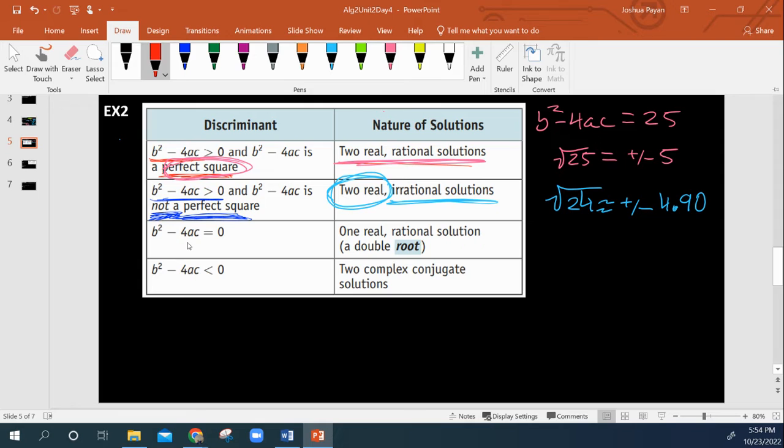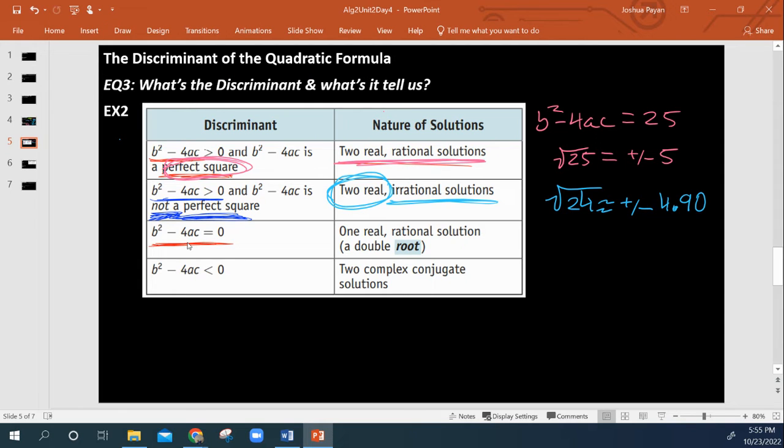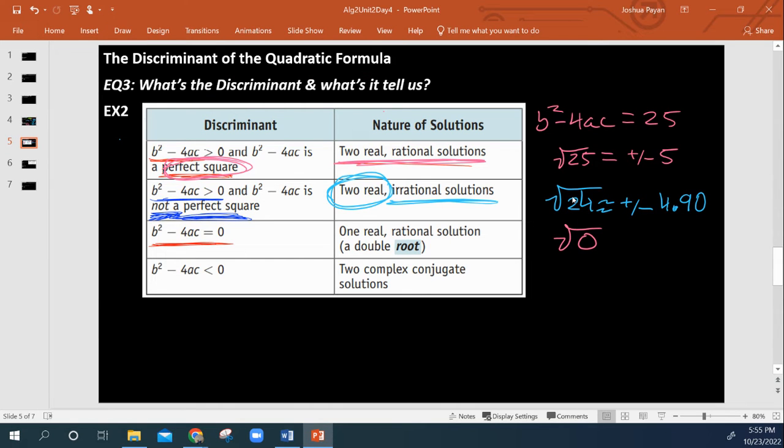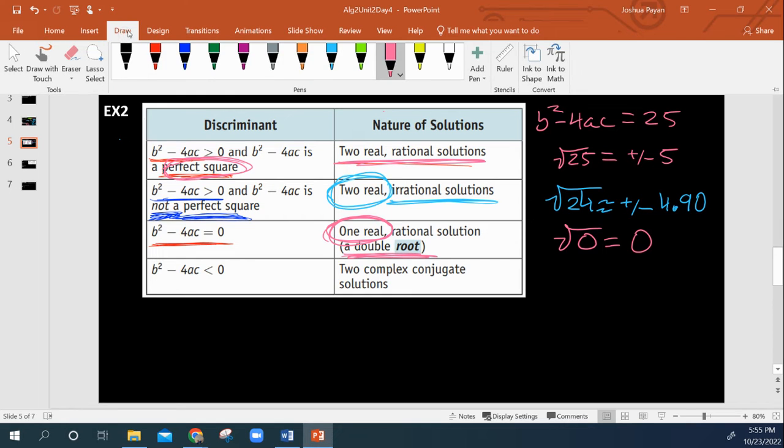Okay, so now what happens when it's equal to zero? When the discriminant is equal to zero, meaning we literally have the square root of zero, right? That just means we're going to have only one real rational solution, right? Because the square root of zero is just zero. There's no positive or negative zero. So that means we're not going to have a duality of squares here. We're simply going to have what's known as a double root. And we'll get into that more when we study a little more in depth other kinds of polynomials besides quadratics.